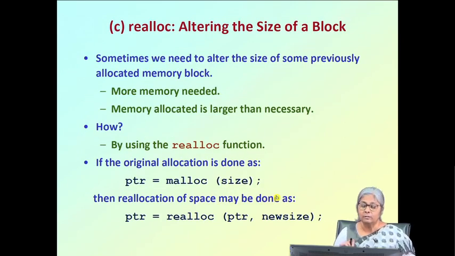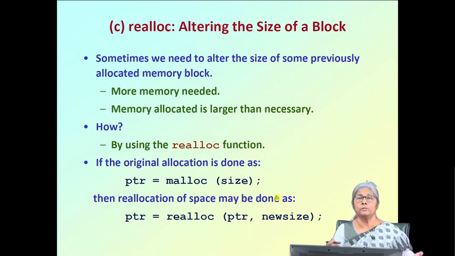Now, realloc. Sometimes we need to alter the size, so more memory is required, and reallocation is required. By using the realloc function you can do this. If the original allocation is done by ptr = malloc(size), where the pointer is ptr, then the reallocation is ptr = realloc(ptr, new size).